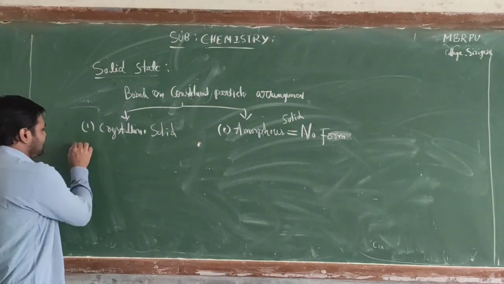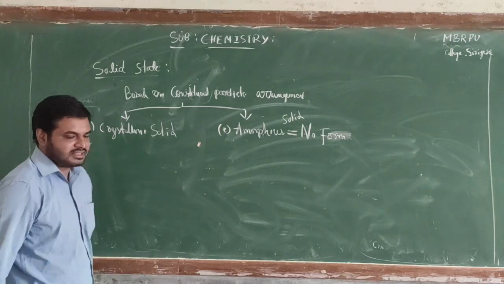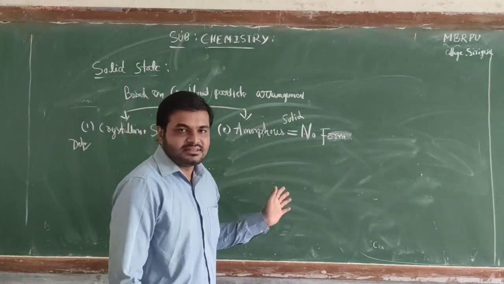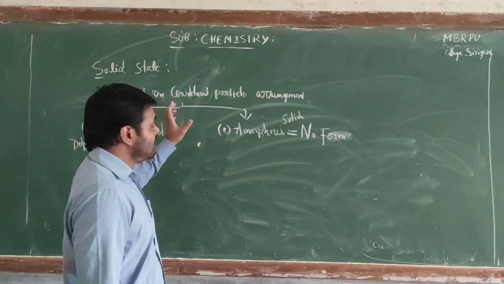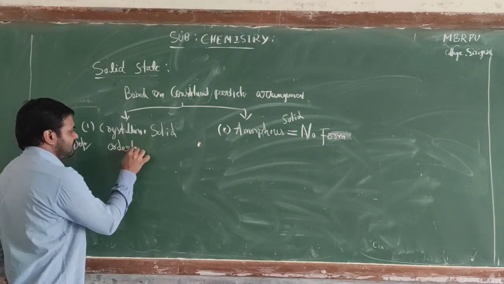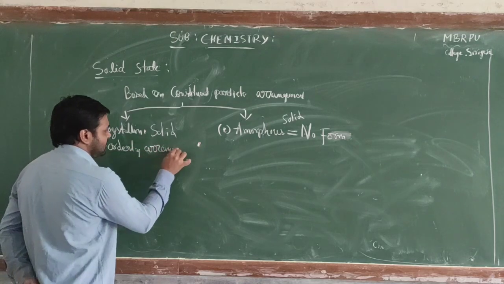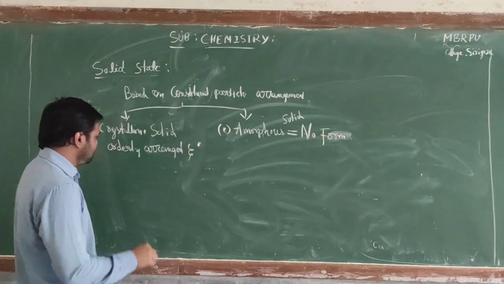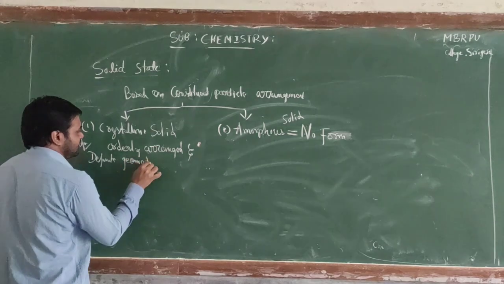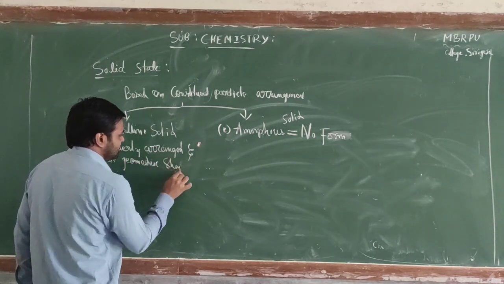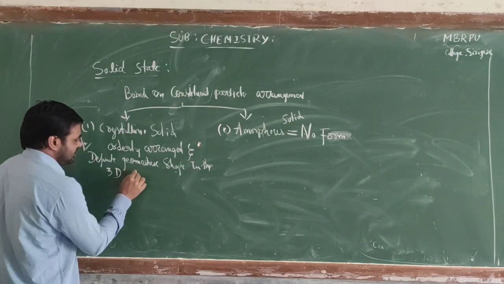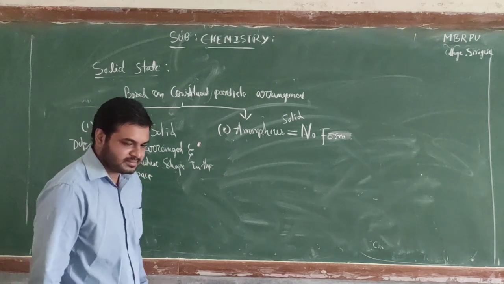So what is the definition of crystalline? Yes, crystalline means the solid which is having orderly arranged and definite geometric shape in the three-dimensional space. Okay, this is the definition.